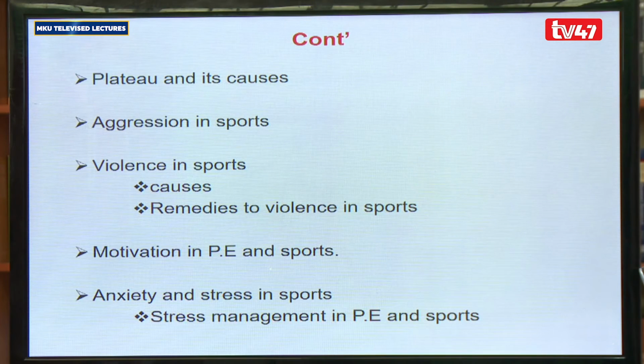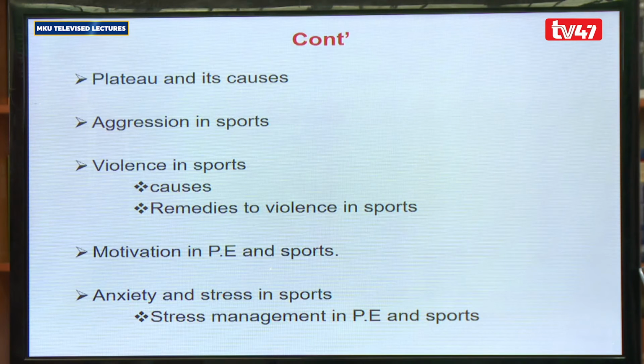We are also going to look at the plateau and its causes. Plateau is that particular point where, when you're learning a skill or performing any physical activity skill, you have got to the point where you cannot do better, however much effort you put in. And we are going to look at what could be the causes of that plateau.